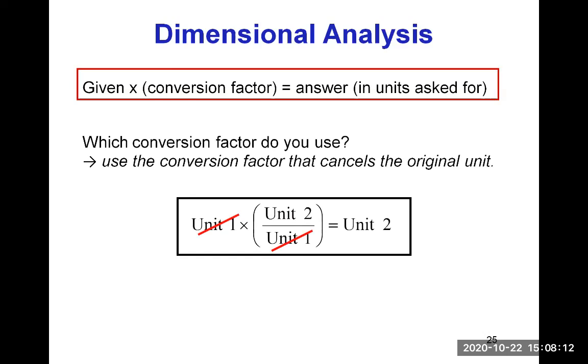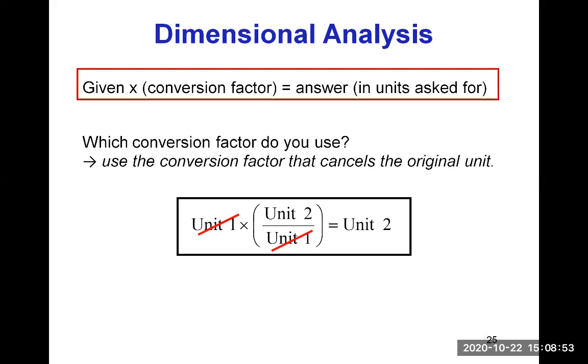Your given measurement is given in a unit that we will call unit 1. And the conversion factor that you will choose should have a unit 2 on top and a unit 1 on the bottom. Because when you multiply this conversion factor by your given amount in unit 1, you see that unit 1 in your given amount will cancel the unit 1 in the denominator of this conversion factor. They will cancel because, mathematically, this is equivalent to 1. One thing over the same thing is equal to 1. So you cancel those units.